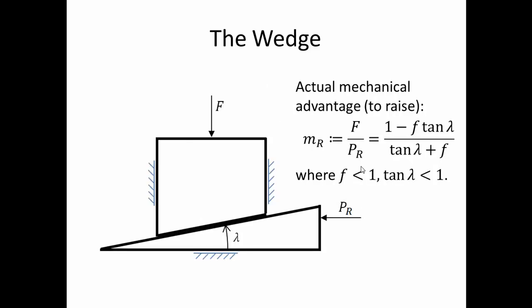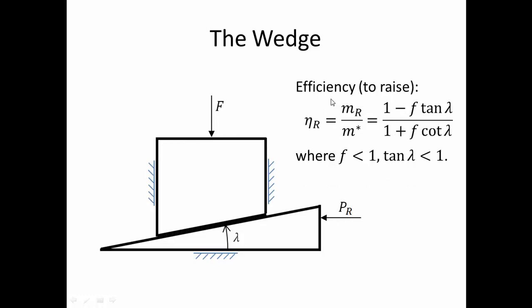Anyway, you can go through that free body diagram, and you can come up with the actual mechanical advantage to raise, which is going to be F over PR. You're going to get it as a function of the coefficient of friction f and the tangent of lambda. And here we're going to avoid some wonky situations, and we're going to say that f is less than 1 and tangent of lambda is less than 1. It's interesting to note that when you set f equal to 0, you actually get M star as being 1 over tangent of lambda.